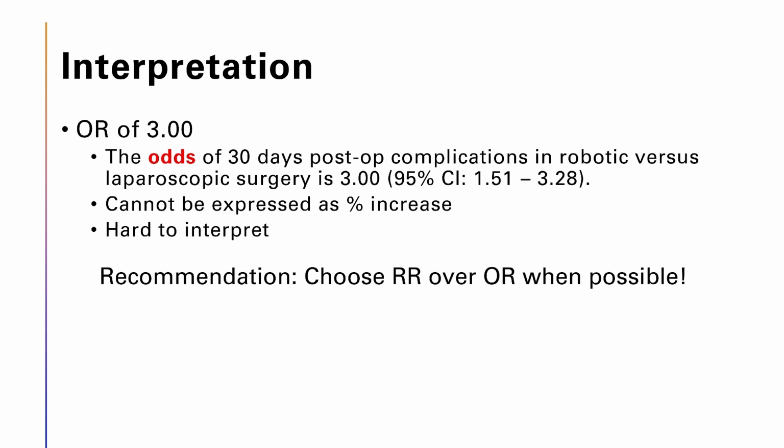On the other hand, an odds ratio of 3 suggests the odds of developing complication within 30 days after robotic surgery are 3 times higher compared to laparoscopic surgery. Worth noting, odds ratio cannot be expressed as percentage increase. In summary, odds ratios are often challenging to comprehend and apply in practical settings. They are frequently misinterpreted as risk ratio, which can lead to confusion and incorrect conclusions. Risk ratios are more intuitive and easier to understand in terms of their practical implication. It is therefore recommended to use risk ratio instead of odds ratio whenever possible.